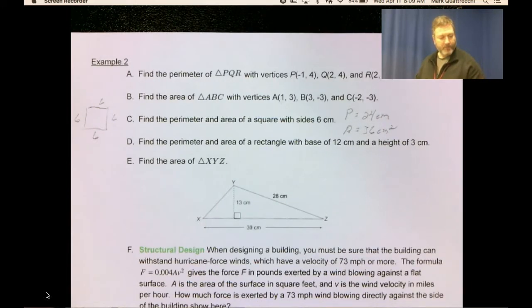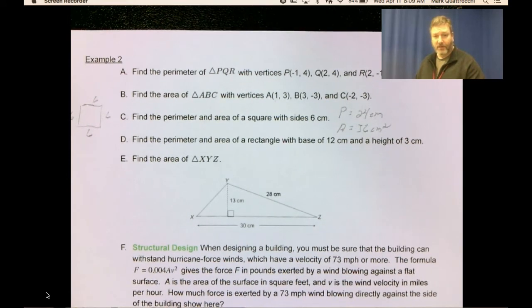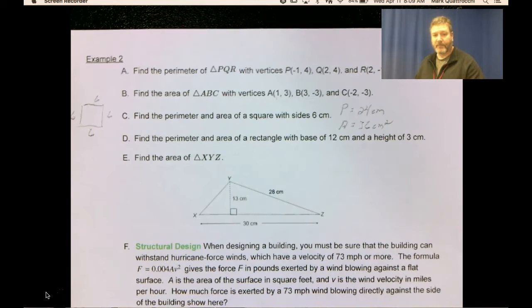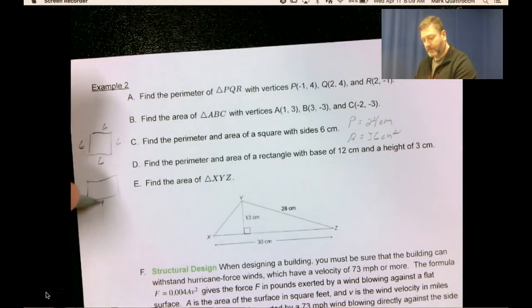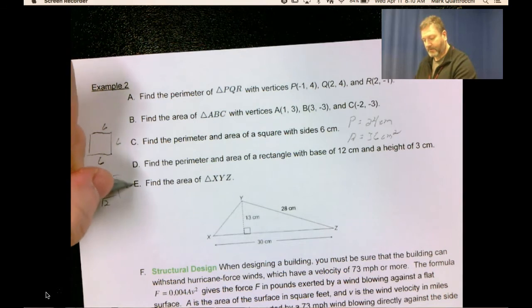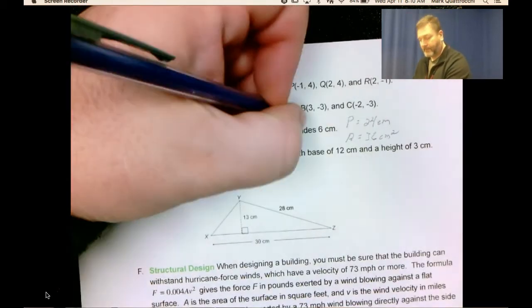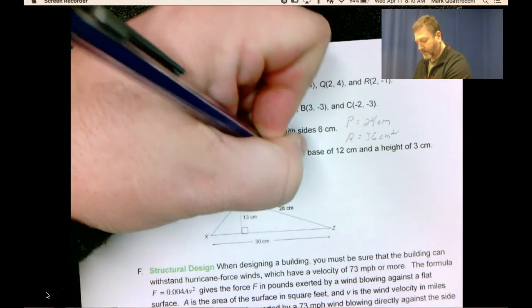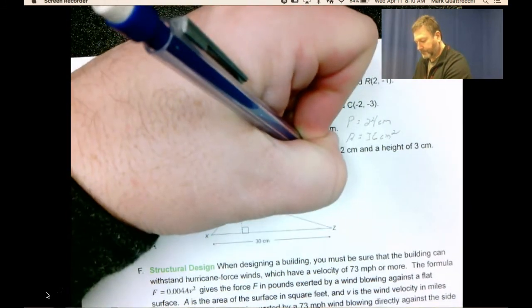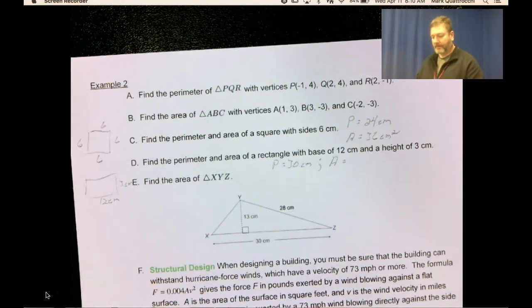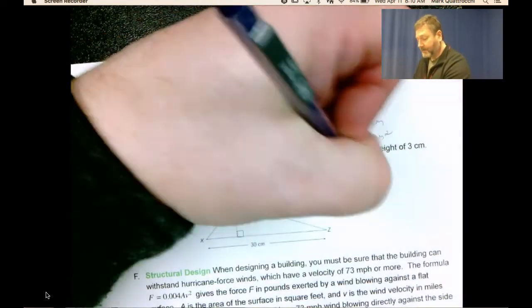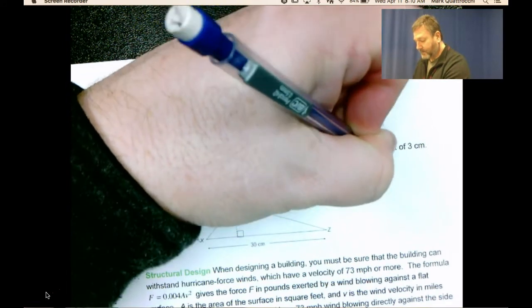That's part C. Part D, find the perimeter and area of a rectangle with base 12 and height 3. So the perimeter, 3 plus 12 is 15, times 2 is 30 centimeters. And the area is 3 times 12, or 36 square centimeters.